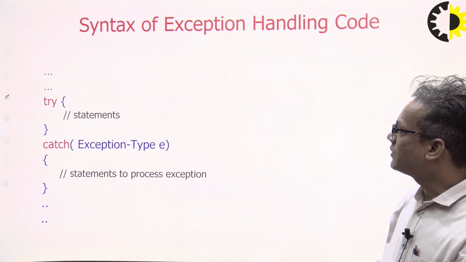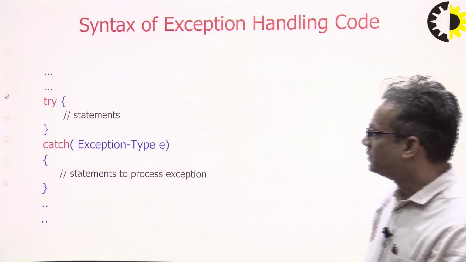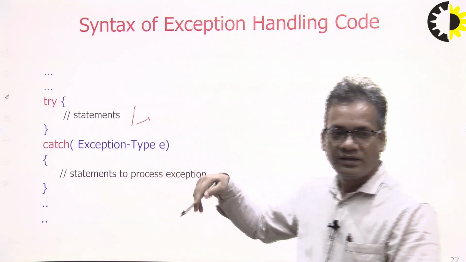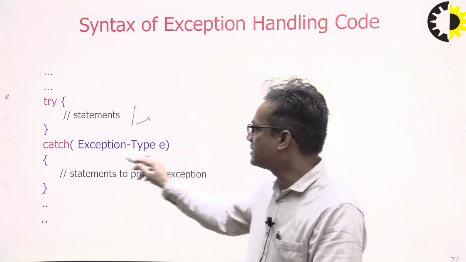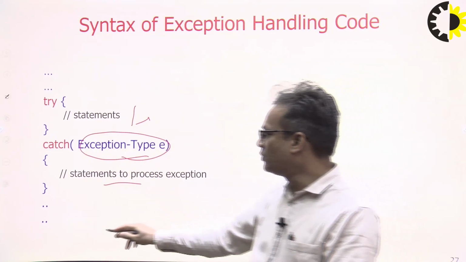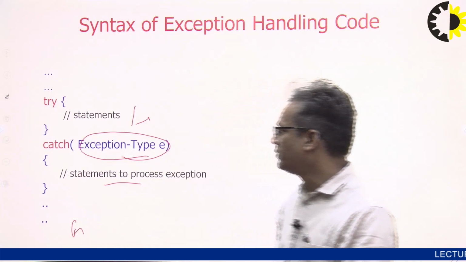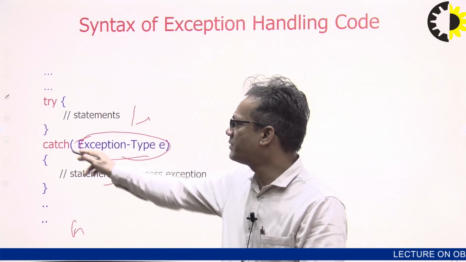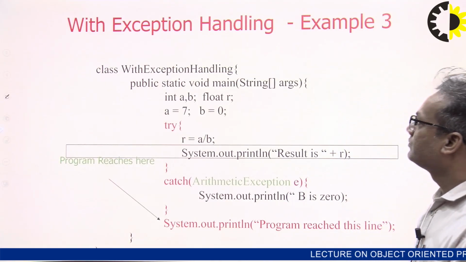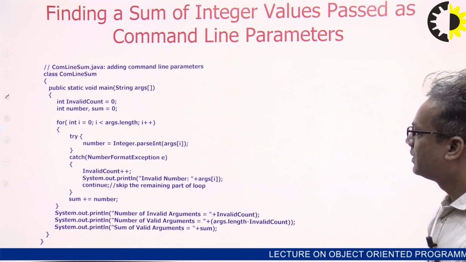So this is the syntax of the exception handling code. Try, then the statement which is going to cause an error, and next is your catch block with the type of exception. You can use finally here also, because if you are not handling some kind of exception here, it will be handled with this kind of finally block.